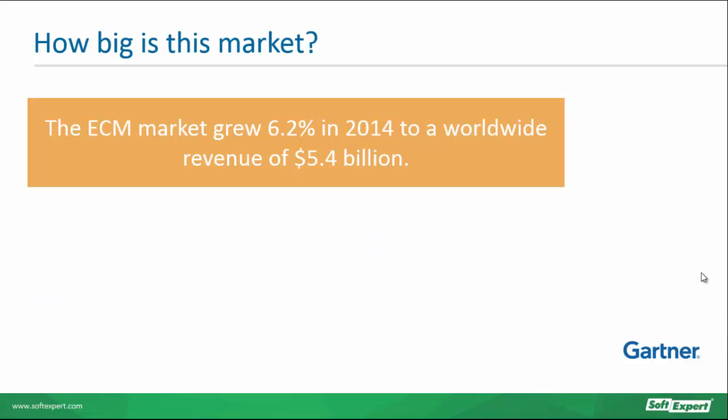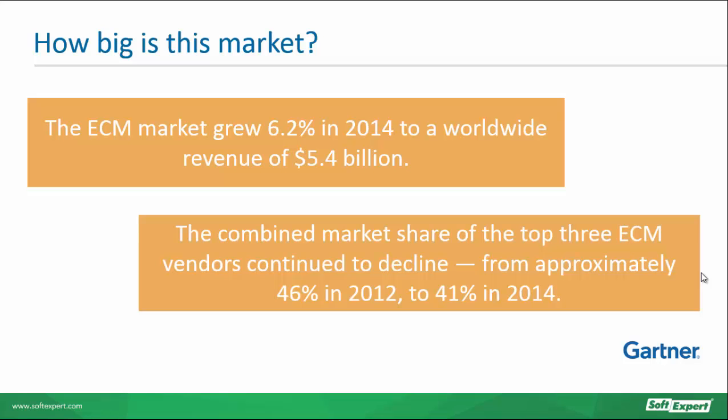Well, but how big is this market? The ECM market grew 6.2% in 2014 to a worldwide revenue of 5.4 billion. First-time implementations, mobility-based upgrades, and content applications helped drive continuous double-digit growth during 2014 in the regions of Asia-Pacific, Greater China, and Middle East and Africa. Aligned to country-based business requirements, the fragmentation of market share increased as best-of-breed and regional vendors succeeded in outcompeting their larger international rivals. The combined market share of the top 3 ECM vendors continued to decline from approximately 46% in 2012 to 44% in 2013 and to 41% in 2014, according to Gartner research.